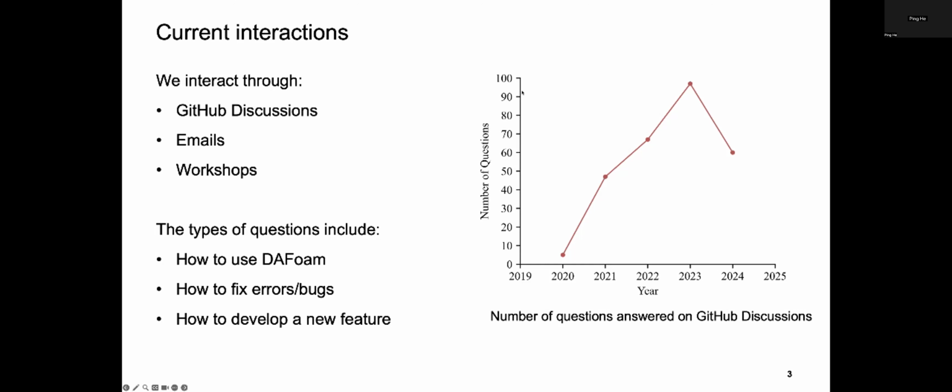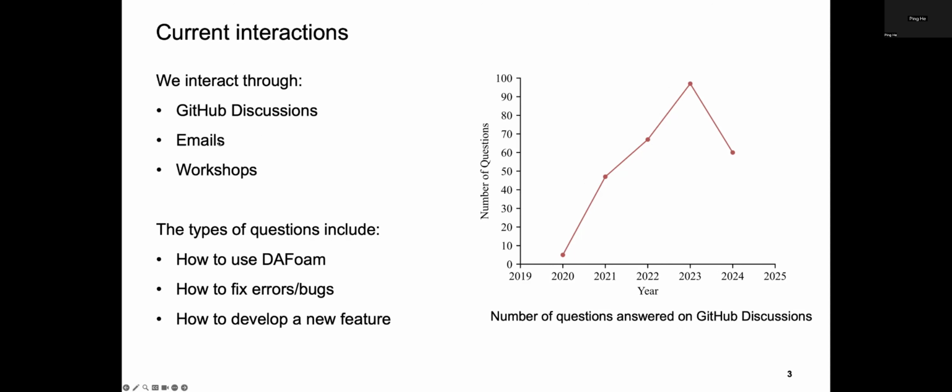For example, on the right-hand side is the plot of the number of questions answered on GitHub Discussions. We opened this feature in late 2020. Last year, we had about 90 plus questions, and we answered all of them. As of today, we already have 60 plus questions. So I'm very glad to see that this is a very interactive platform, and hopefully it's useful for you.